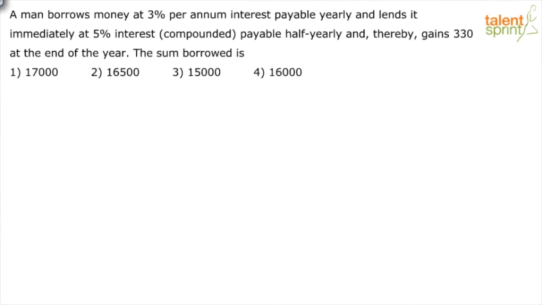Next question. This is from simple and compound interest. A man borrows money at 3% per annum interest payable yearly and lends it immediately at 5% interest compounded payable half yearly, and thereby gains 330 at the end of the year. The sum borrowed is dash. Got it?